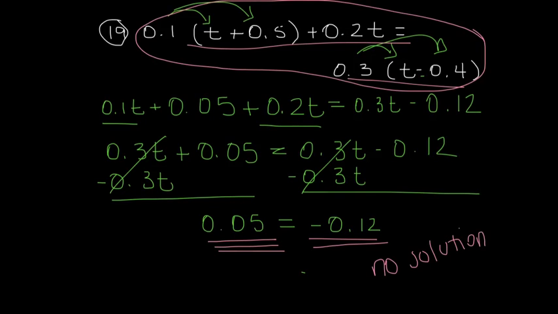There's no possible number that will make the left side equal to the right side whenever I plug it in for t. Had this final statement been true, that would mean I could plug any number in for t and my answer would have been all real numbers.